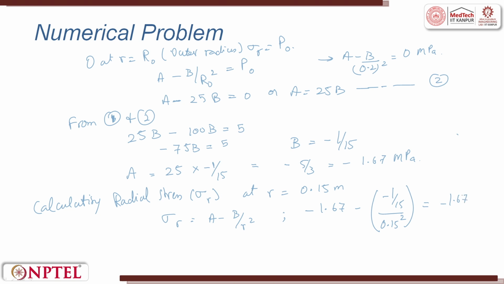1.67, and when you try to solve all these things, minus of minus multiply becomes plus 2.96, which is nothing but 1.29 megapascals. This is the radial stress after finding out A and B.